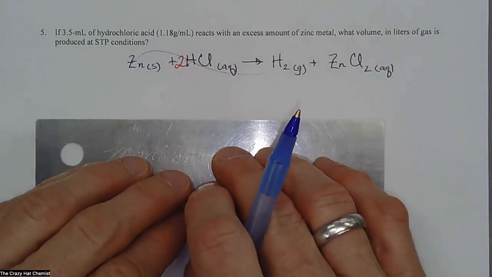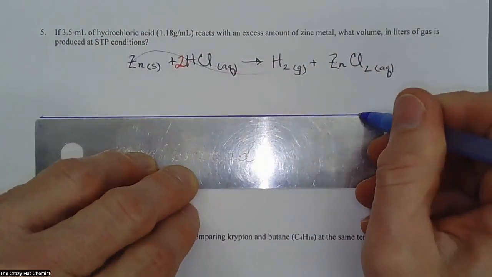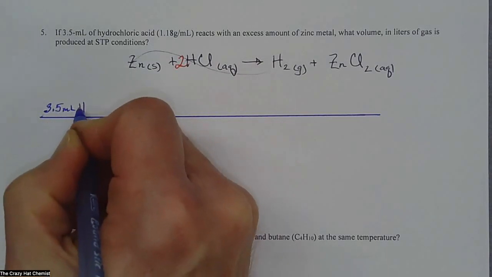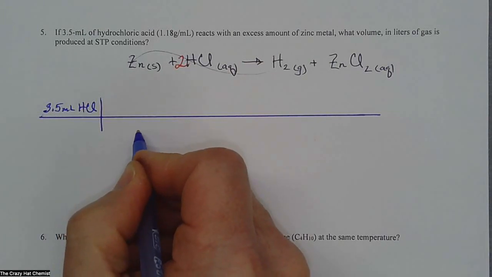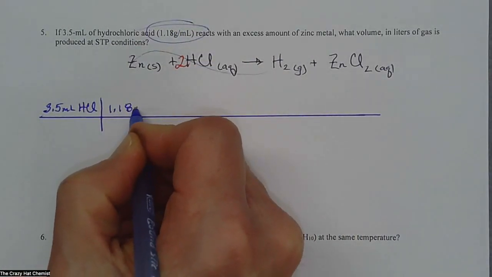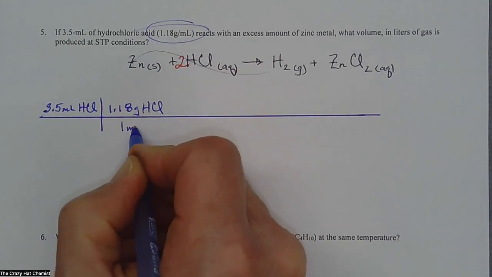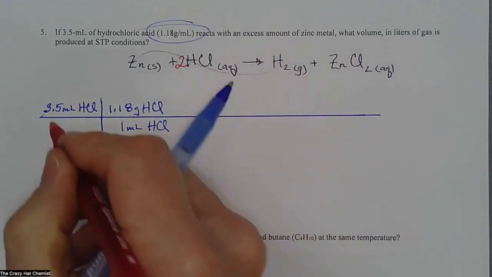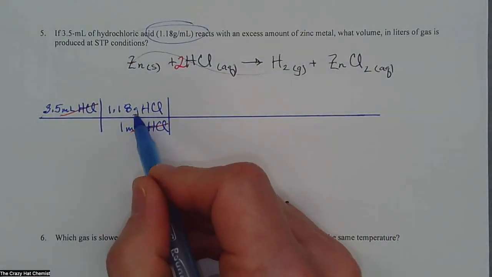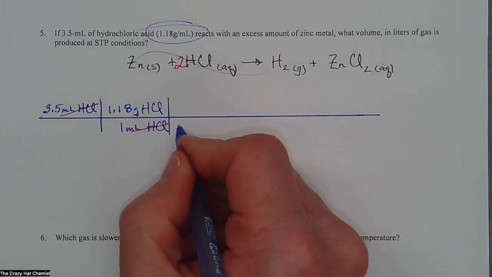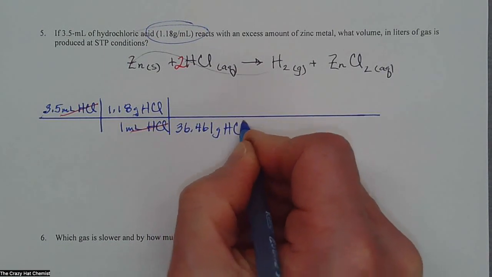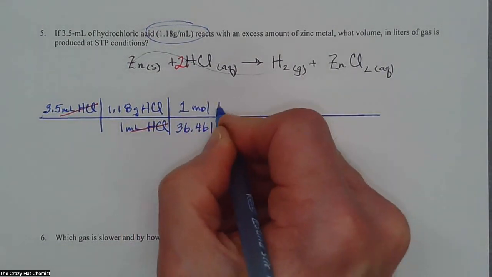Like I said, this is a flat-out stoichiometry problem, so let's see if we can hammer through this with our stoichiometry. We're going to start off with 3.5 milliliters of the hydrochloric acid. The milliliters needs to go down here of the HCl, and we're going to use the density of the hydrochloric acid, 1.18 grams of HCl over 1 milliliter of HCl. That will enable us to cancel out the milliliters of HCl. Grams are over here, therefore grams needs to go down here, and this is going to be the molar mass of hydrochloric acid. That is 36.461 grams of HCl, and that's equal to 1 mole of HCl.